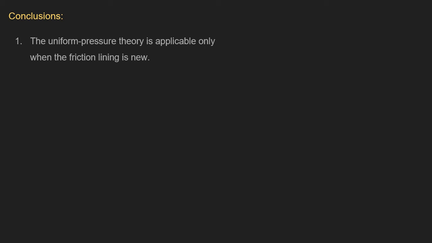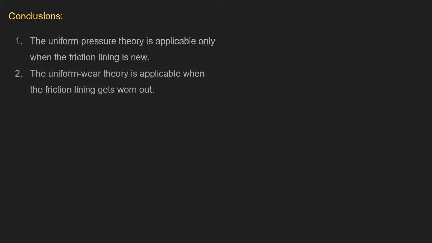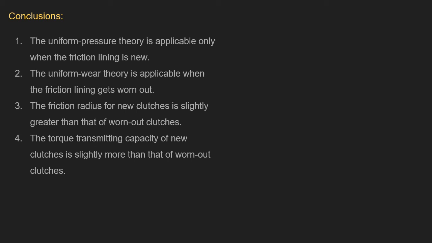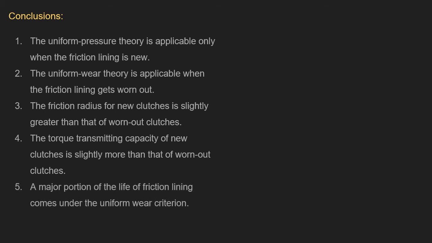Then to summarize what we have learned about the torque carrying capacity, I have listed the main points here. Uniform pressure theory is applicable for new clutch plates when the friction lining is new, and uniform wear theory is applicable when the friction lining gets worn out. The friction radius for new clutches is slightly greater than that of worn out ones, and the torque carrying capacity of new clutches will be slightly more than that of the worn out ones.